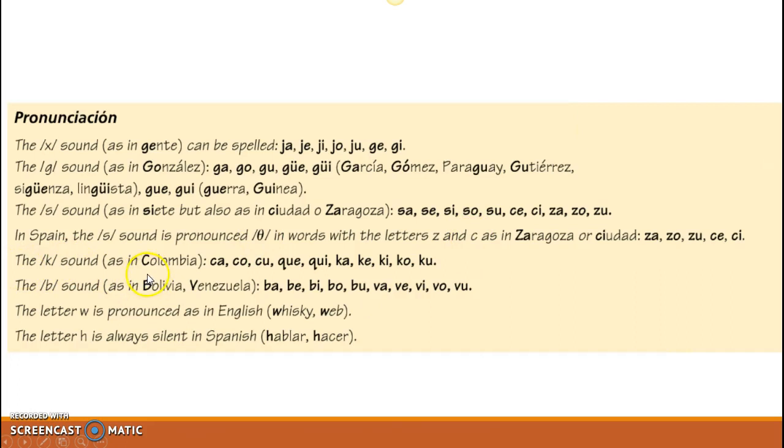This, the sound ka, like Colombia, it will be ka, ko, ku, ke, ki. So all these syllables we will pronounce like ka, ko, ku, ke, ki. We have the sound B, yeah, a bit. Bolivia, Venezuela, ba, be, bi, bo, bu. It will be the same. Okay? W will be pronounced as in English, and H is always silent in Spanish. So we say hablar, and hacer.